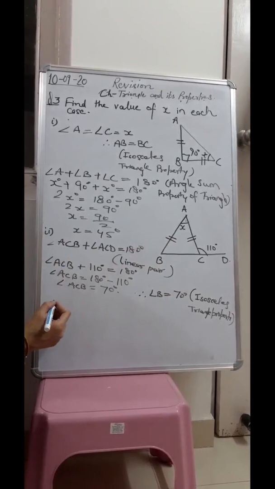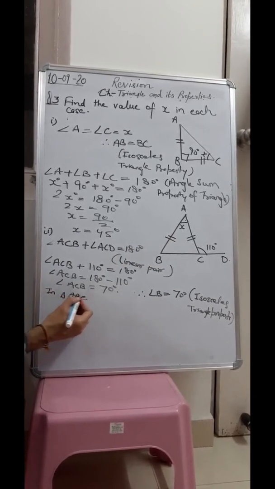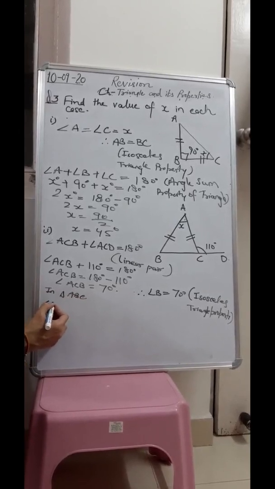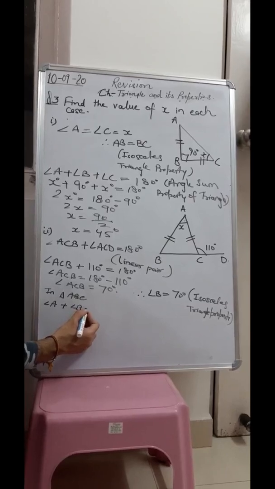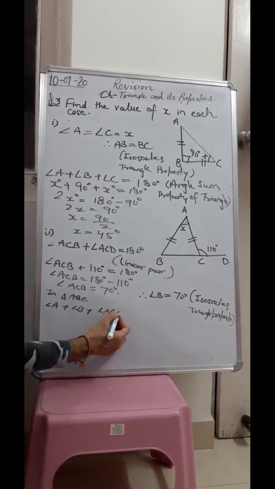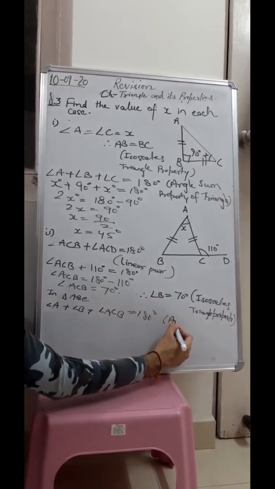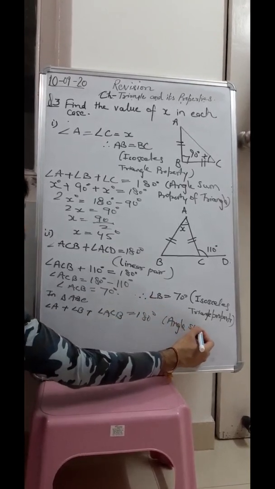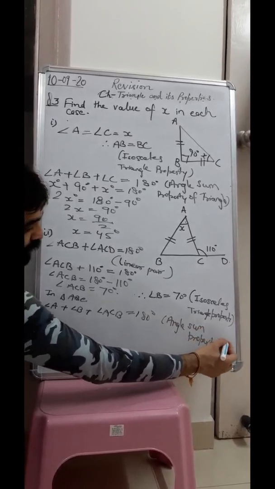So now in triangle ABC, angle A plus angle B plus angle ACB will be equal to 180 degree. The reason is again the angle sum property of triangle.